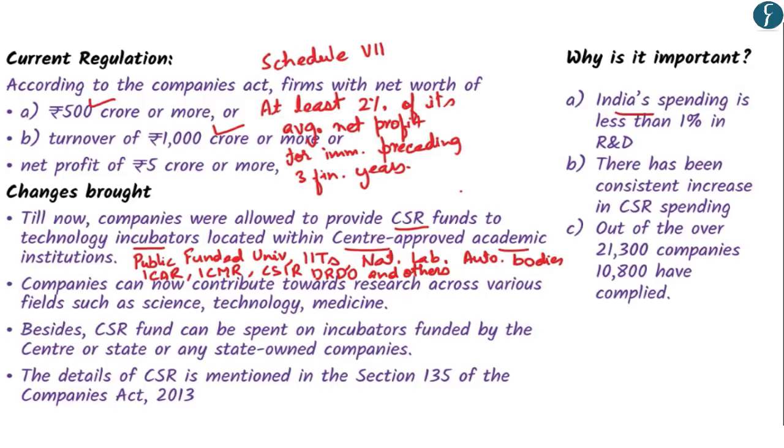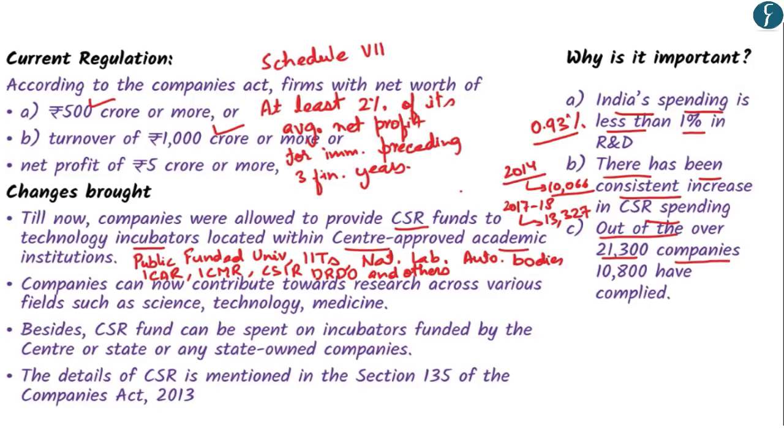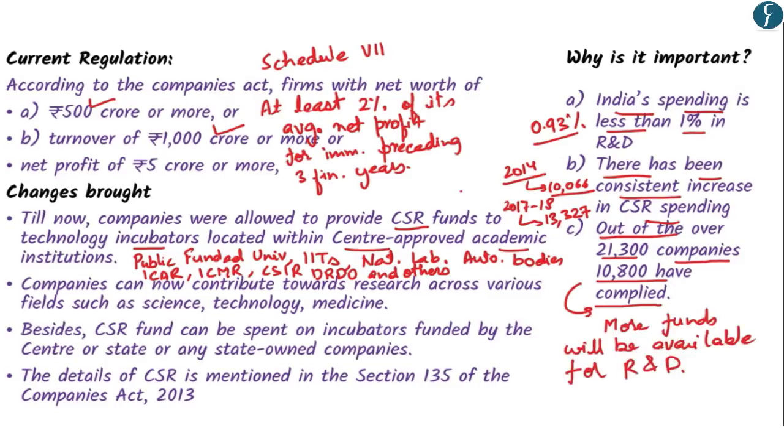Now the point is to understand why is it important. It is important because India's current spending in the field of research and development is actually very less. It is less than 1%, or statistically, it is just 0.93%. Second important thing is there's a consistent increase in the CSR spending in India. In 2014, it was 10,066 crores, and in 2017-18, this reached 13,327 crores. So there are funds available, and there will be more companies in its lap as well. Out of over 21,300 companies which are expected to pay CSR, 10,800 have already complied. So we expect that in the time to come, more funds will be available for R&D. This is a very good initiative which will actually help in nation building.